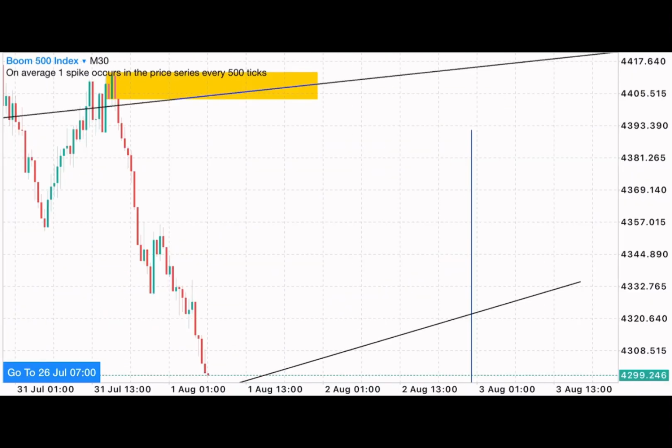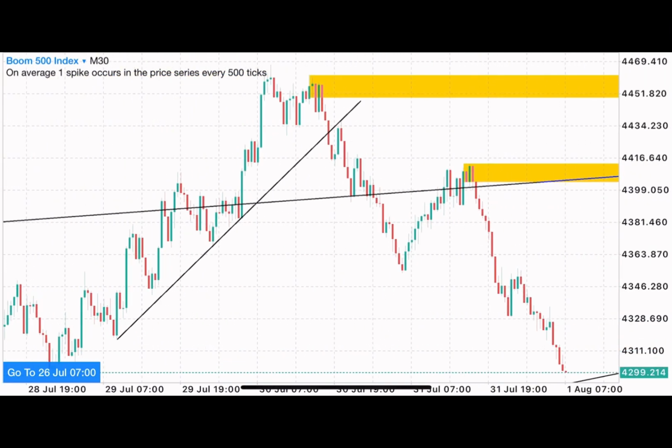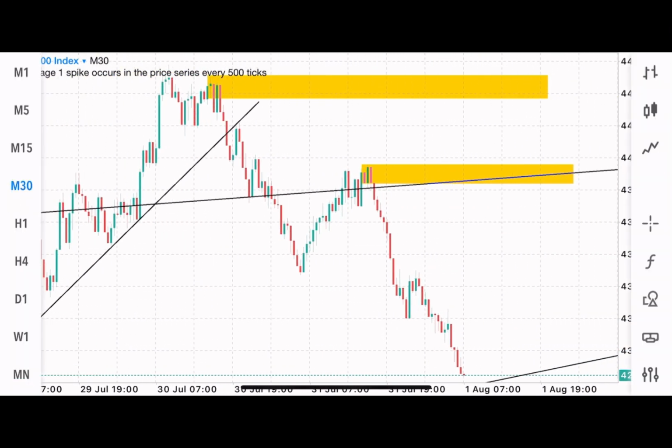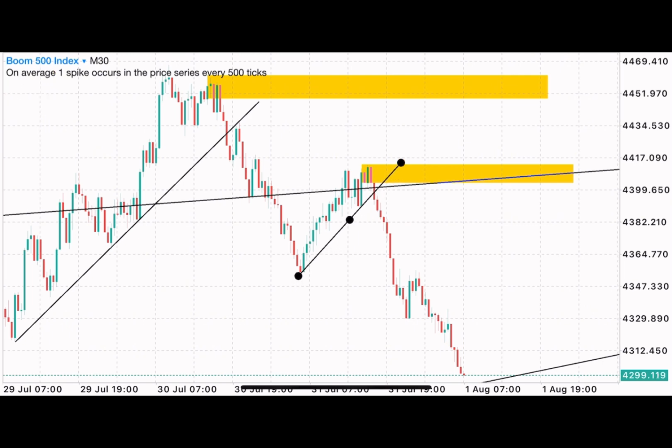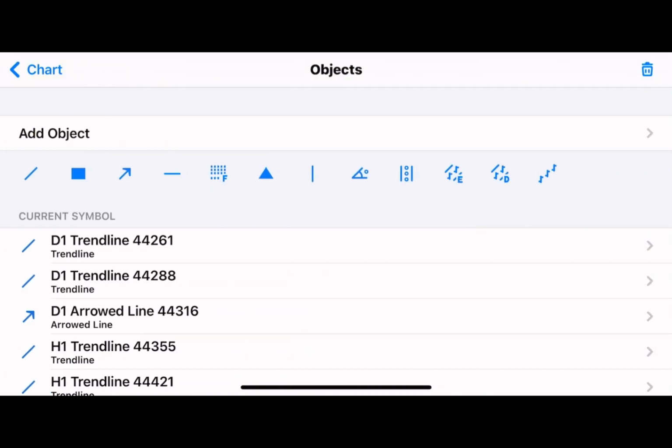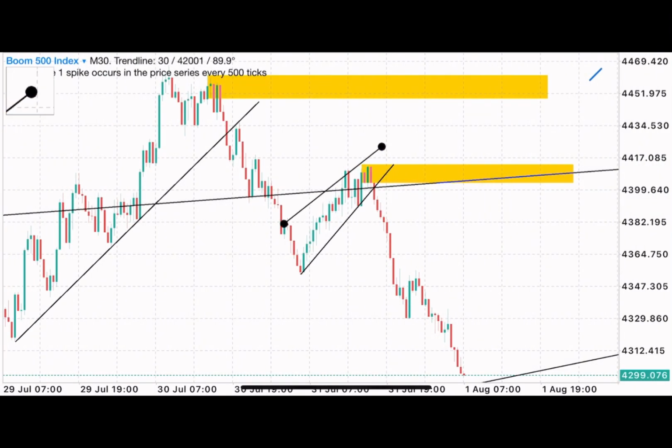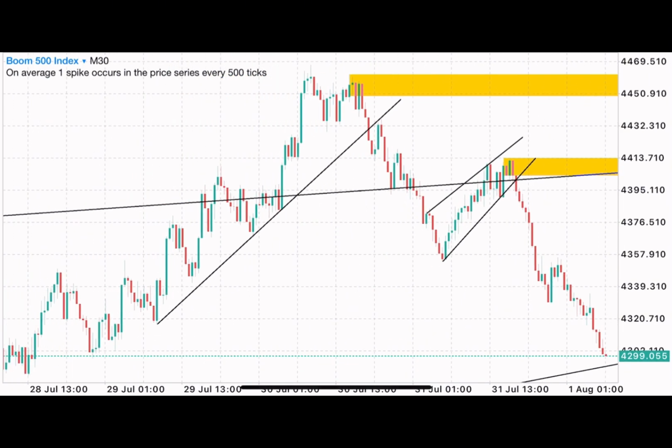Let me go to 30-minute, because some of these entry points you can actually see clearly when you're on a lower time frame like this 30-minute. You can see the counter trend clearly like that. You can see the counter channel like that. So this was so clear.